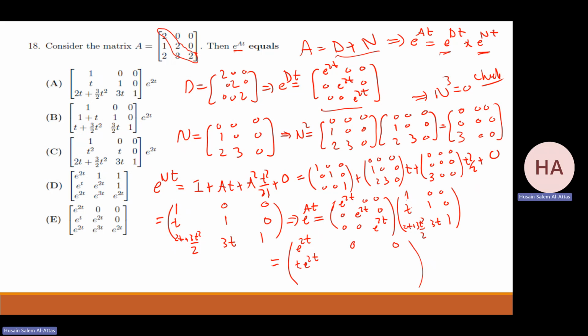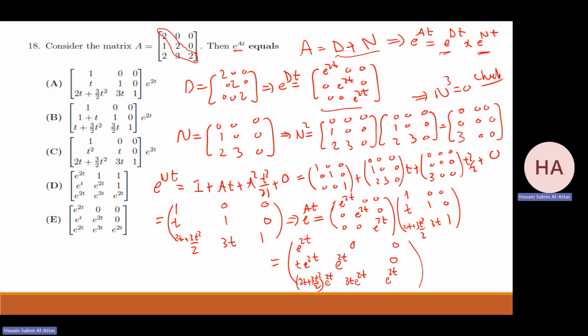T, E to the power T. For the second column times the E to T. Then the second row times the last column, that will be 0. That will be this expression, 2T times E to T. And then this times that will be 3T E to T. And the last one, E to T.